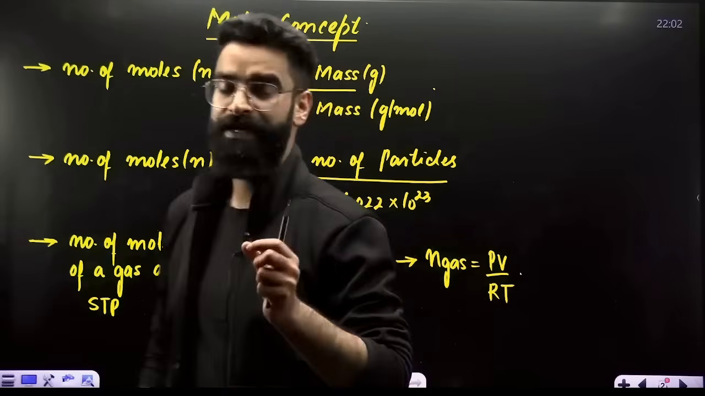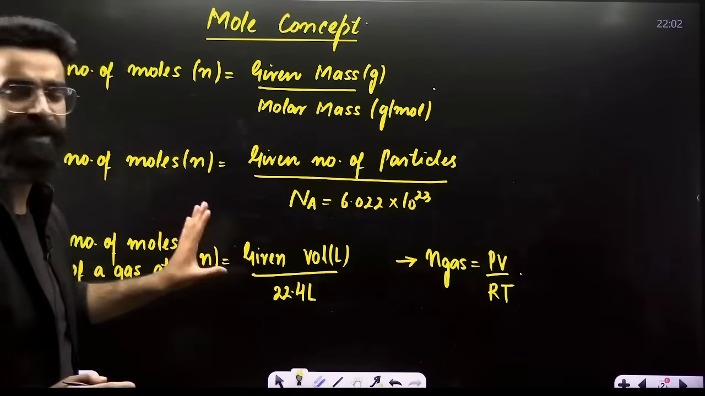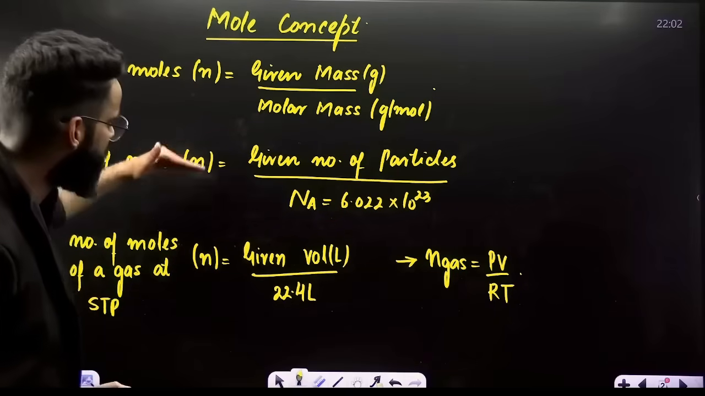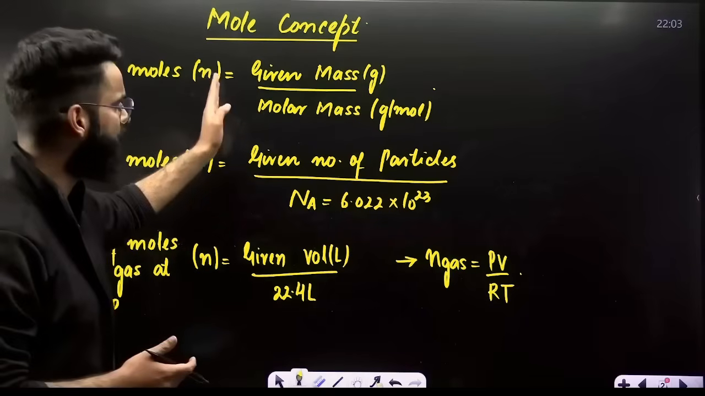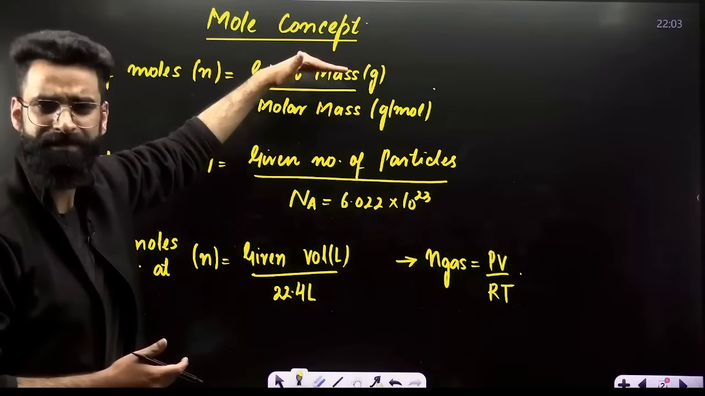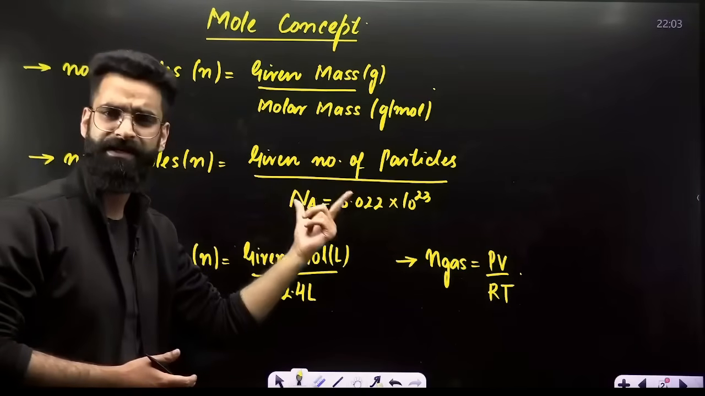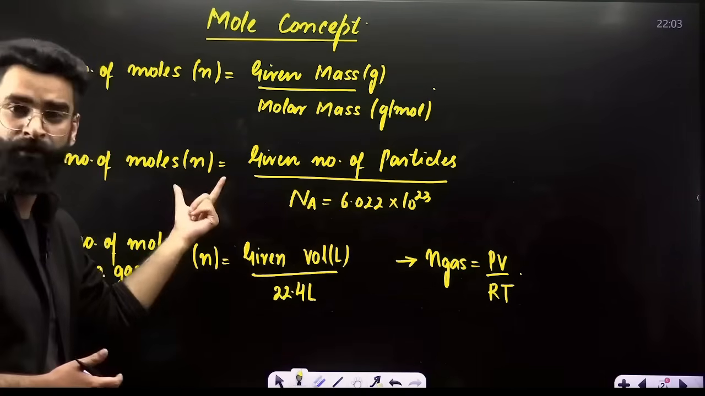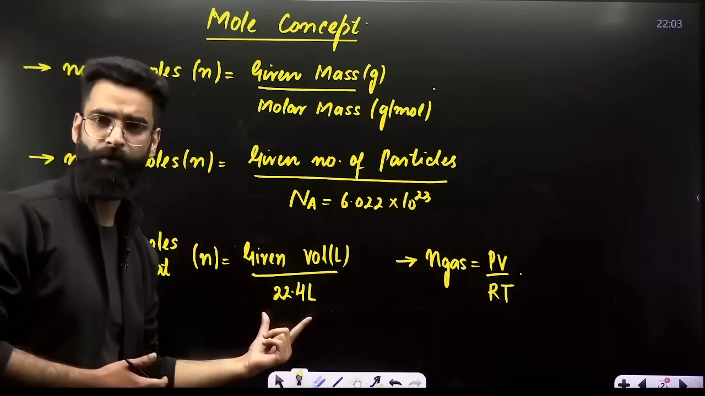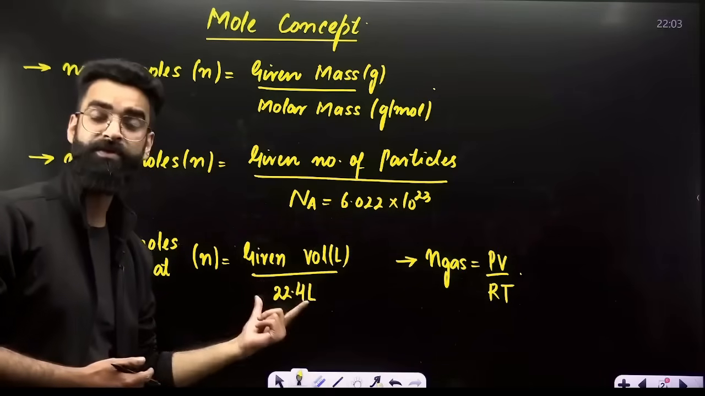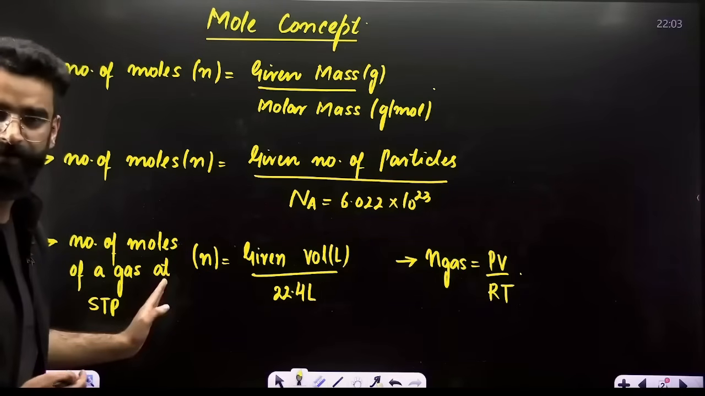First of all, let's start with the mole concept. In the mole concept, how many ways do we have to calculate number of moles? There are 3 ways by means of which we can calculate number of moles of a particular substance. The first formula is given mass of the substance in grams divided by molar mass of the substance. Given number of particles of the substance divided by Avogadro's number, that again gives me the moles. Given volume of the gas at STP divided by 22.4 liters. This is one more result by means of which we can calculate number of moles of a gas which will be present at STP, right?